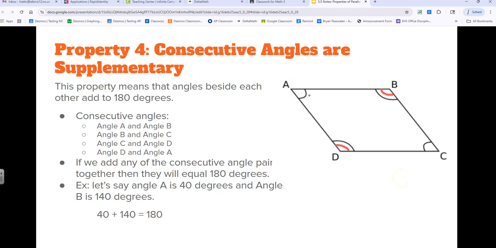So for example, if I know that this angle right here is 40 degrees, so if angle A is 40 degrees, then what does the measure of angle B have to be? 140. Because those two have to add up to 180, which makes it very easy to find all of the angles in this parallelogram, because if A is 40, C is also 40. If D is 140, B is also 140.